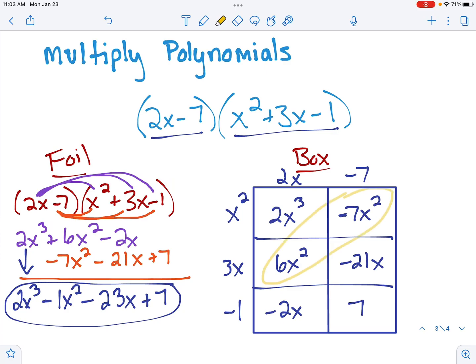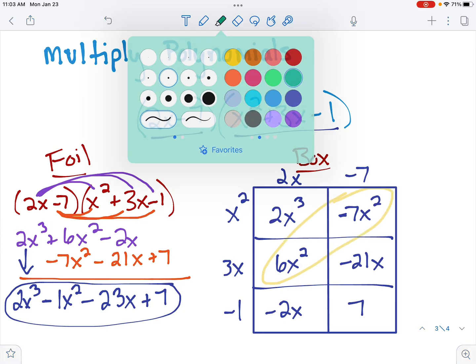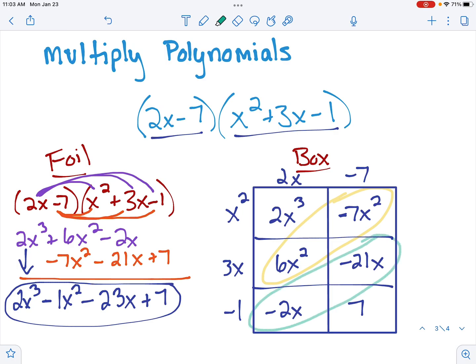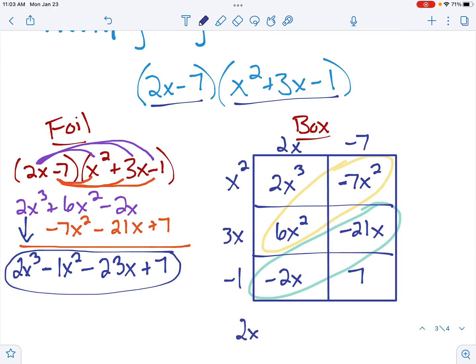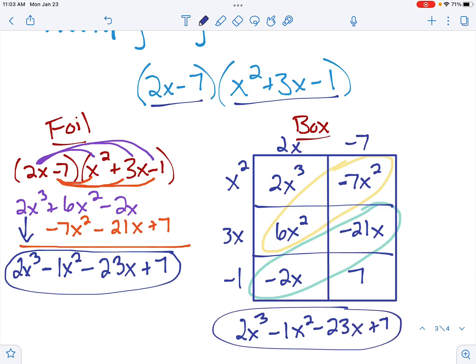All right, check your diagonals. These two are like terms, and these two are like terms. So I'm going to bring that 2x to the third out. I'm going to combine what I highlighted in yellow. So 6x squared plus negative 7x squared would be minus 1x squared. Now I'm going to combine what I highlighted in green. Negative 2 plus negative 21 is minus 23x. And then bring down that plus 7. And you can see that we got the same thing.